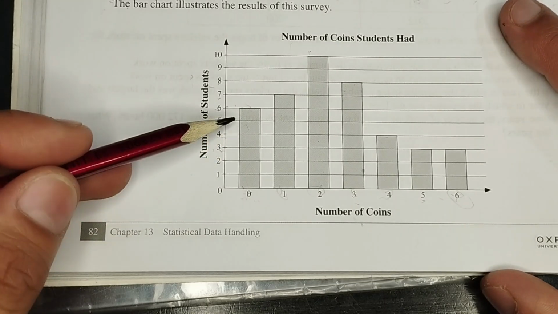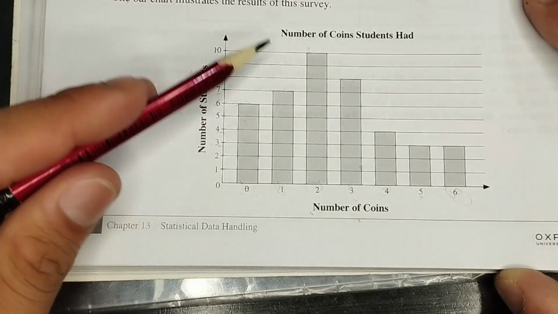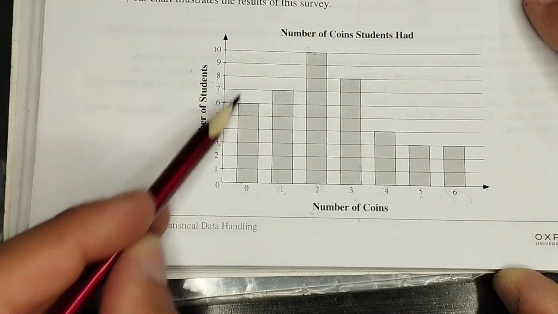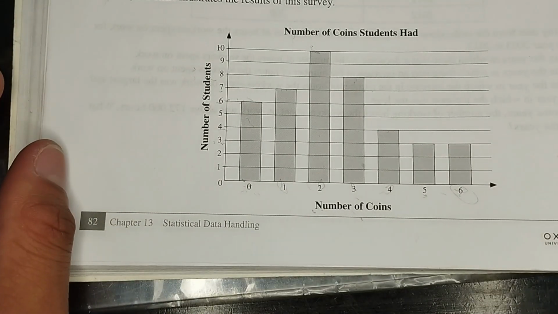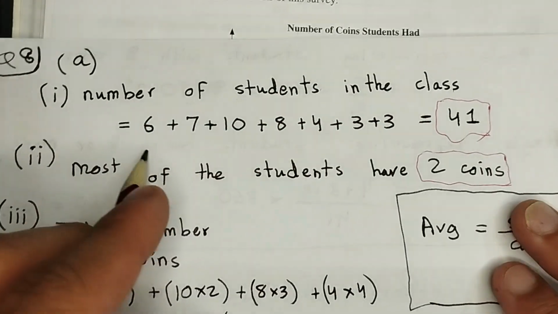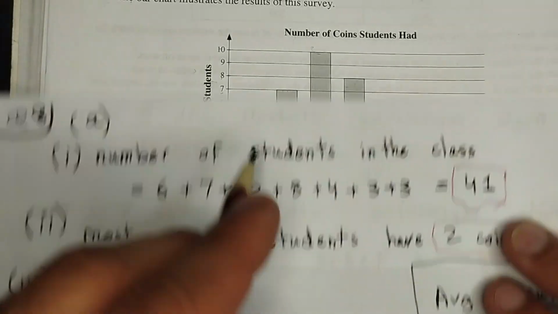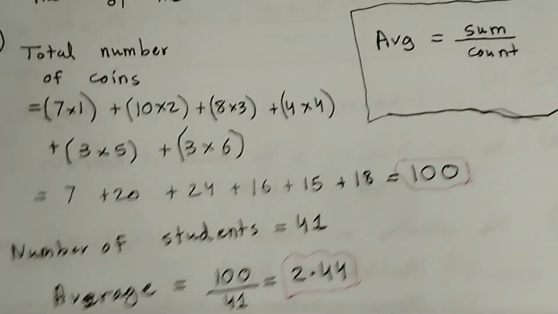We have categorized the students on the basis of the number of coins they have, right? So 6 students from here, 7 students from here, 10 students from here. You're going to add all the students that are represented by each one of the bars, and you're going to get the total number of students. How can you do that? The number of students in the class is going to be equal to 6 plus 7 plus 10. Let's just zoom out now.